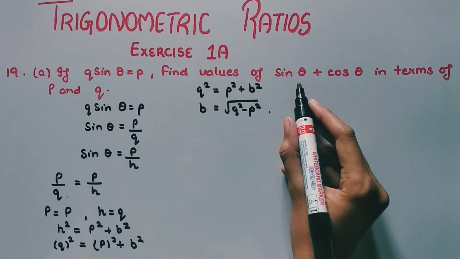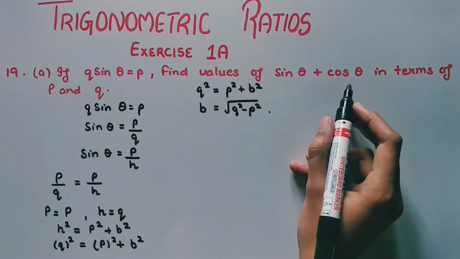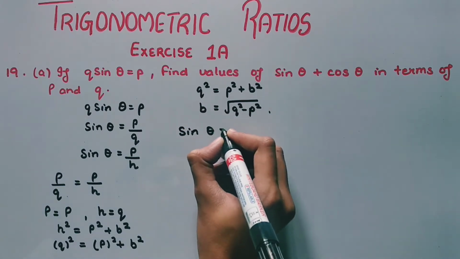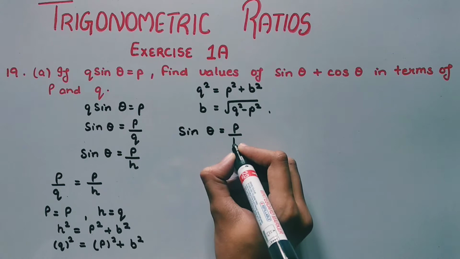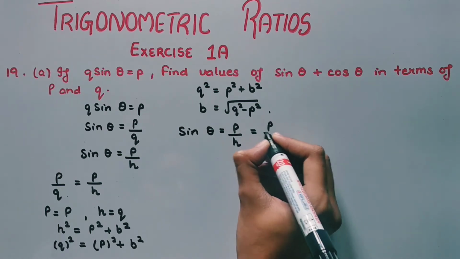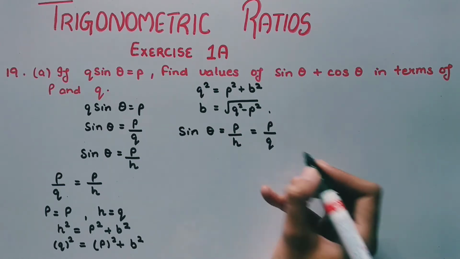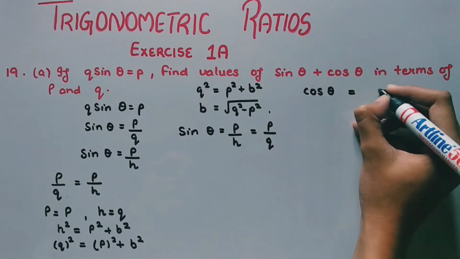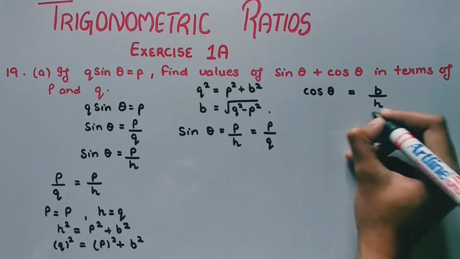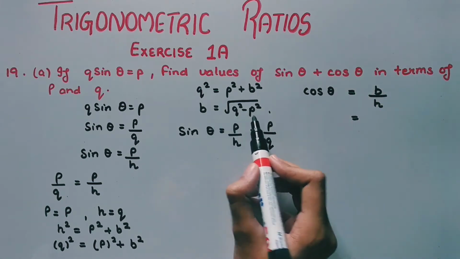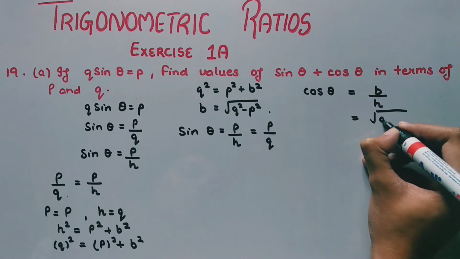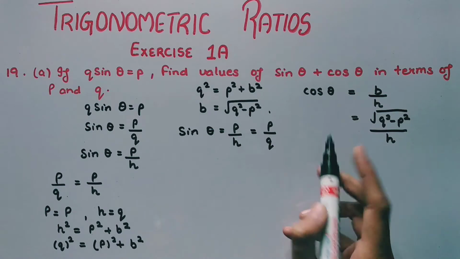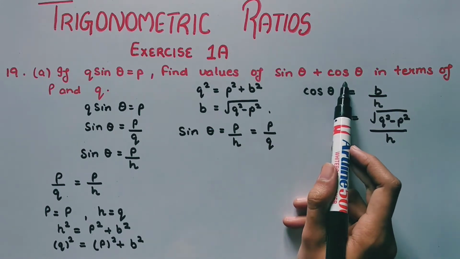We have to find sin theta plus cos theta. First of all, we will find individually. We have sine theta. Sine of any angle is perpendicular to hypotenuse. Value of perpendicular is p and that of hypotenuse is q. For cos theta, we have base divided by hypotenuse. Value of base is under root q square minus p square divided by hypotenuse, that is q. Now we have to find sine theta plus cos theta.